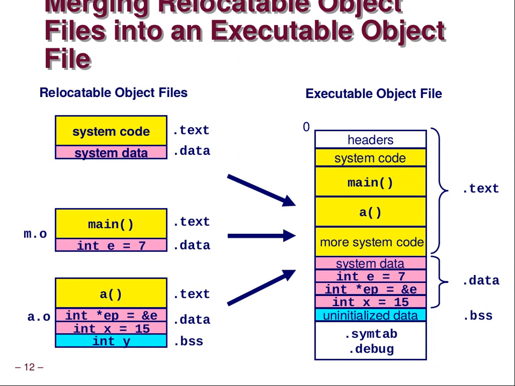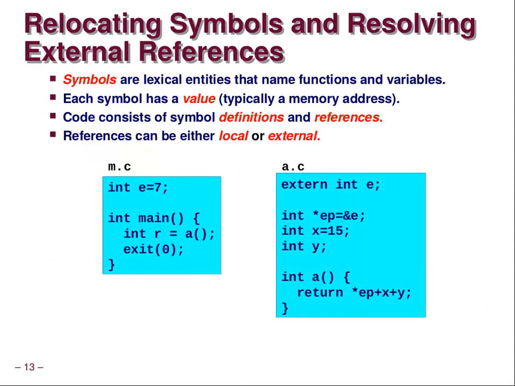Main.c has e equals 7, and then a.c, sorry, a.o. Let's see what this is trying to tell us. You have your two functions, main and a, and then you have some system data from up here. Notice e equals 7, and then ep is the address of e. The linker is what's going to actually set it up so that ep can point to the variable e, which is stored inside of main, or m.c.